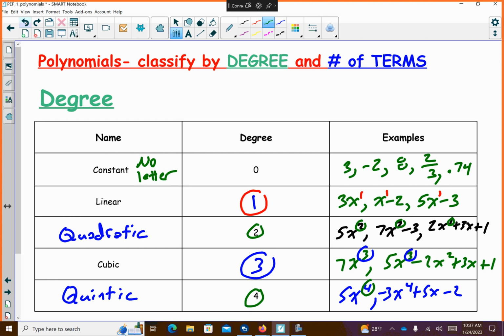All right, friends, so this is naming something by degree. Degree is the highest exponent. So first power, first degree, linear. Second power, 2 as an exponent, quadratic, cubic, quartic, or quintic. I mean, we can name all these Latin roots for it, but it doesn't really matter.